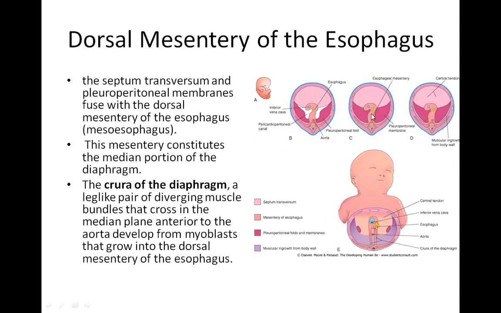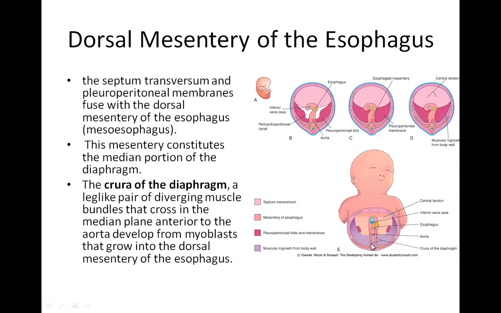Then the dorsal mesentery of the esophagus. So the septum transversum and the pleuroperitoneal membrane will fuse with this dorsal mesentery of the esophagus, or the mesoesophagus. So the mesentery forms the median portion of the diaphragm.